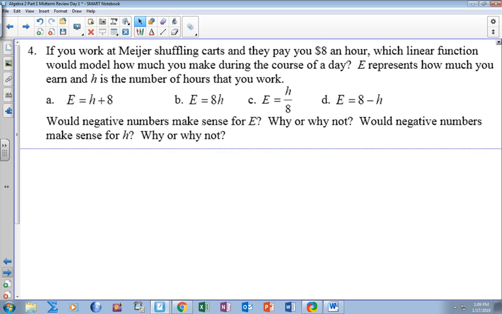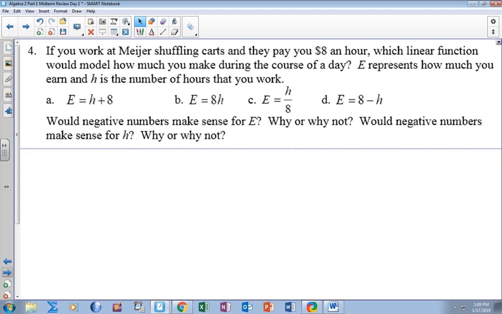So here we go. It says, if you work at Meyer shuffling carts and they pay you $8 an hour, which linear function would model how much you make during the course of the day? E represents how much money you earn. H is the number of hours that you work.